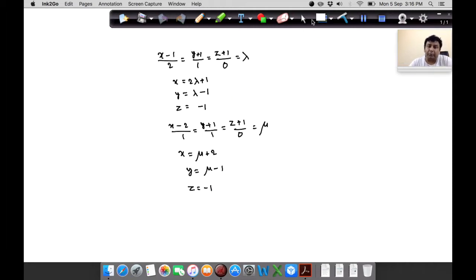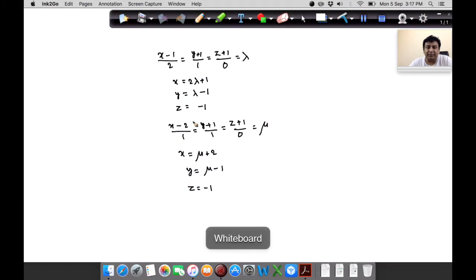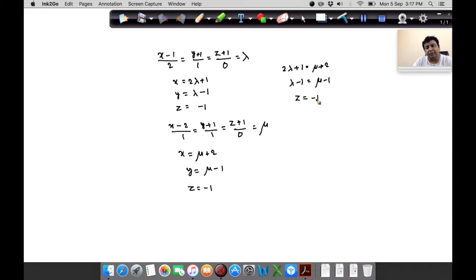Now coming to the point, if these two lines are intersecting, then these x, y, z will be the same at the point of intersection. So we equate the value of x with x, that is 2 lambda plus 1 should be equal to mu plus 2. Then lambda minus 1 should be equal to mu minus 1 when I equate y, and z is equal to minus 1 in both, so nothing to be equated. It's already true. So we solve these two equations. From this only we get lambda is equal to mu, because minus 1 cancels, and we put mu as lambda.